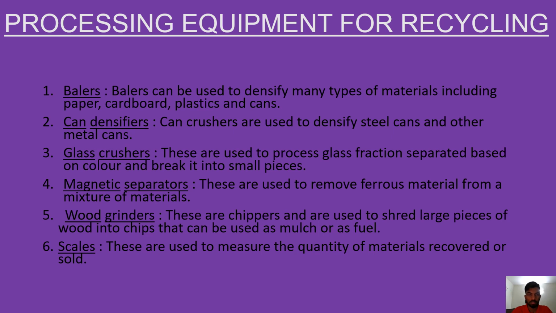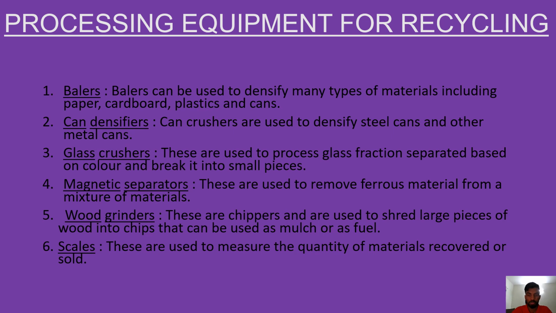They are balers. Balers can be used to densify many types of materials including papers, cardboard, plastic and cans. The next is can densifiers. A can densifier can crush or densify steel cans and other metal cans. Glass crushers. These are used to process glass fractions separated based on color and break them into small pieces for further processing. Then the magnetic separators.